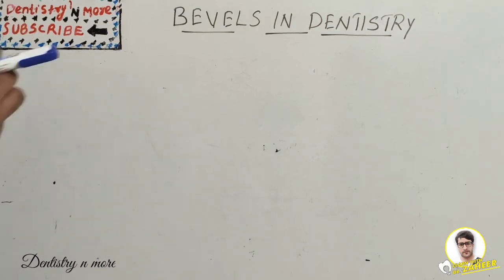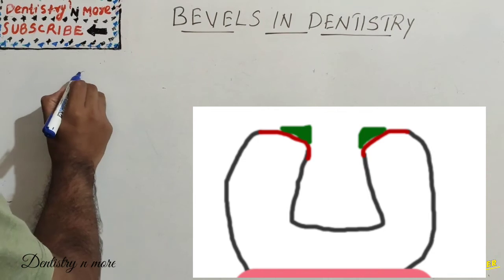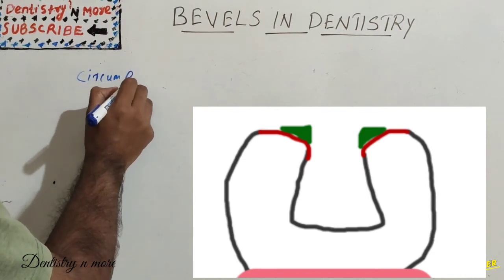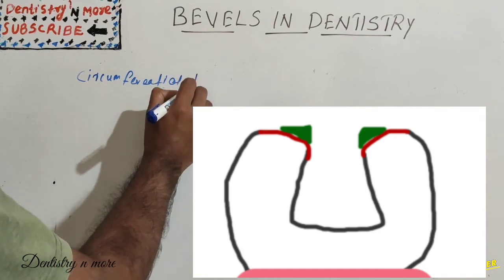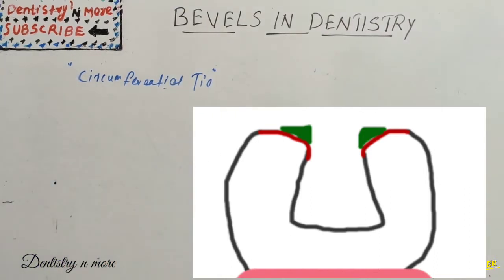So there will be a weakest link in any restoration, that is the tooth restoration joint or marginal peripheries. So we should make every effort to make these joints most favorable so that they have good strength to withstand the occlusal forces. So this peripheral marginal anatomy of the preparation is called the circumferential type. It is nothing but the joint or the junction between restoration and tooth.